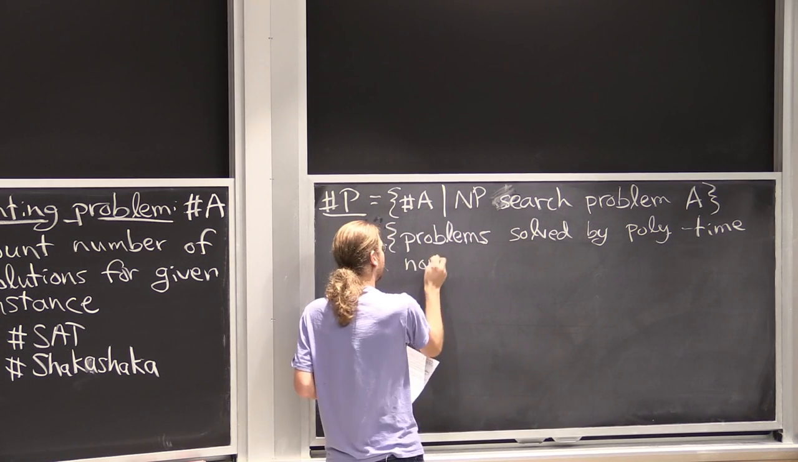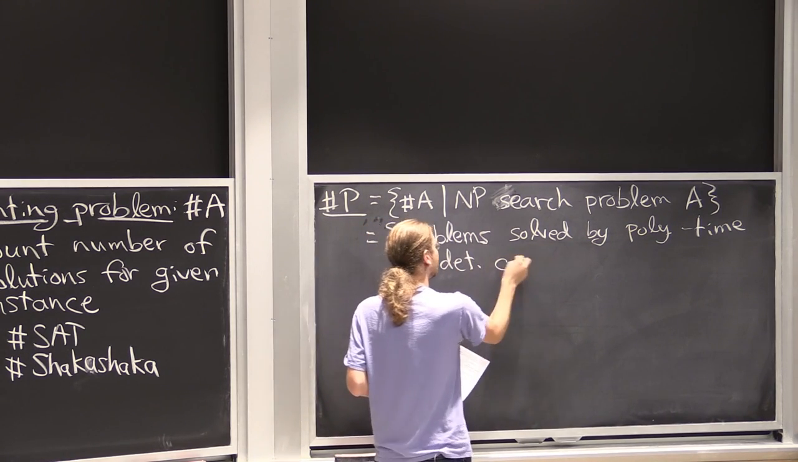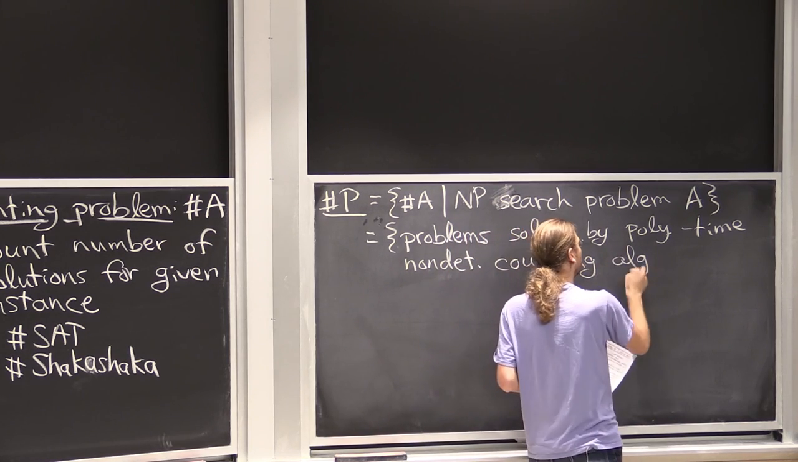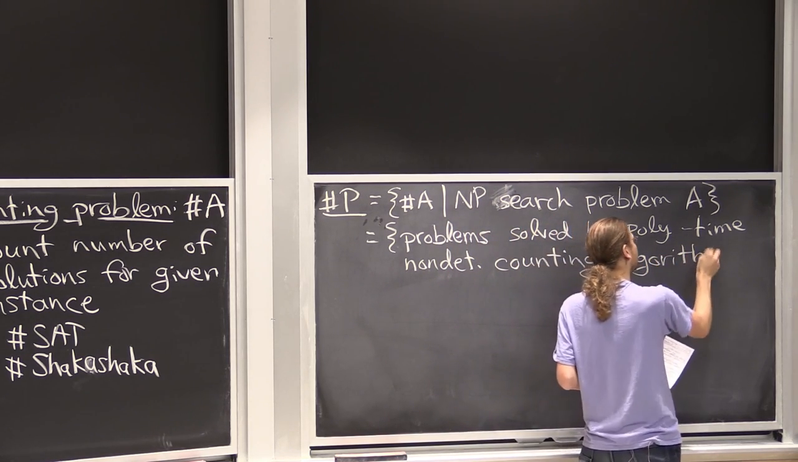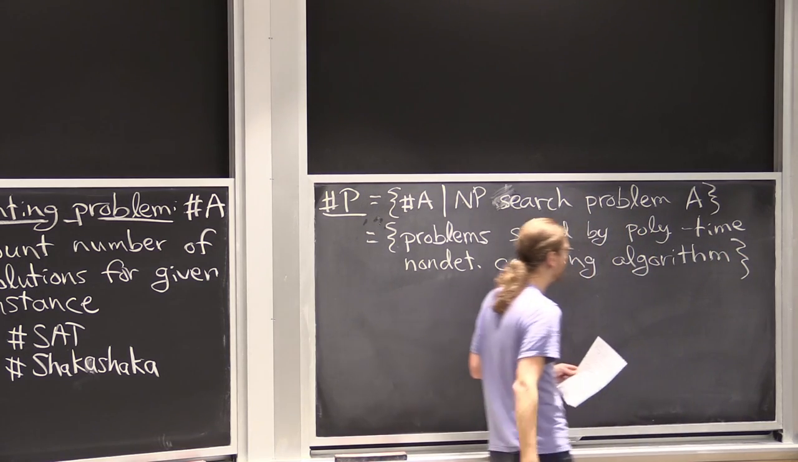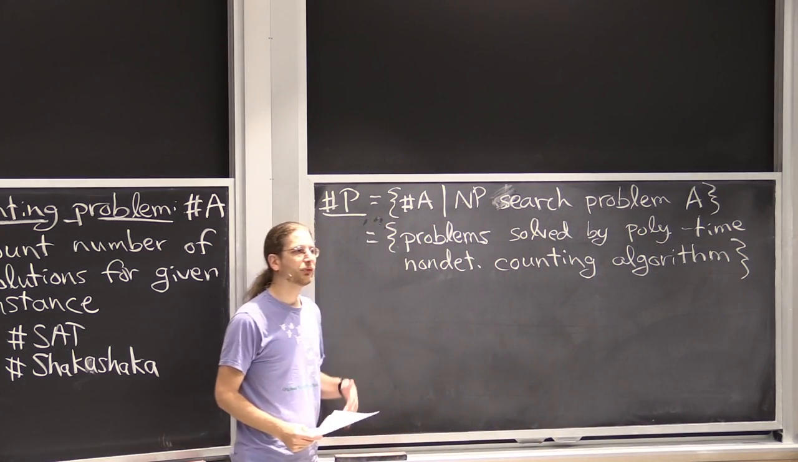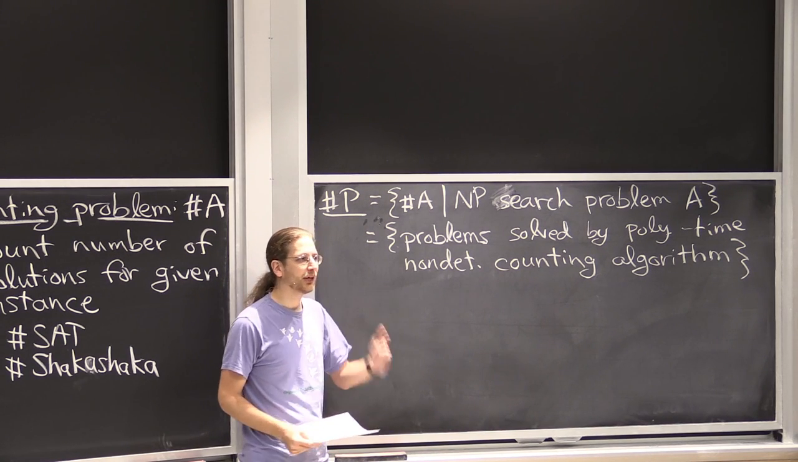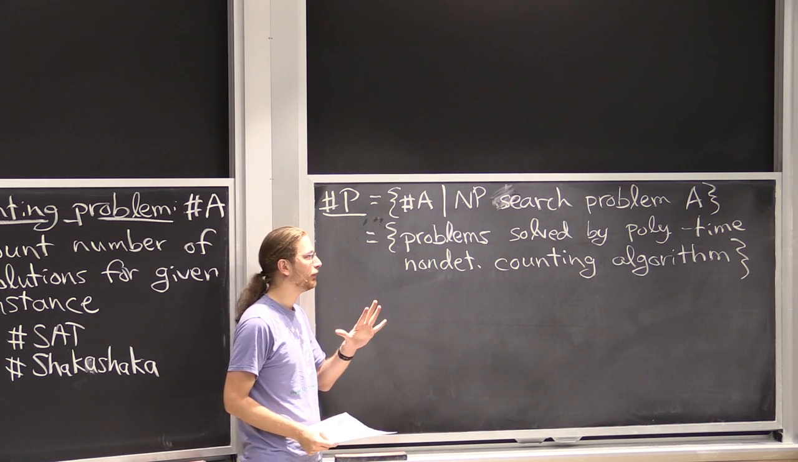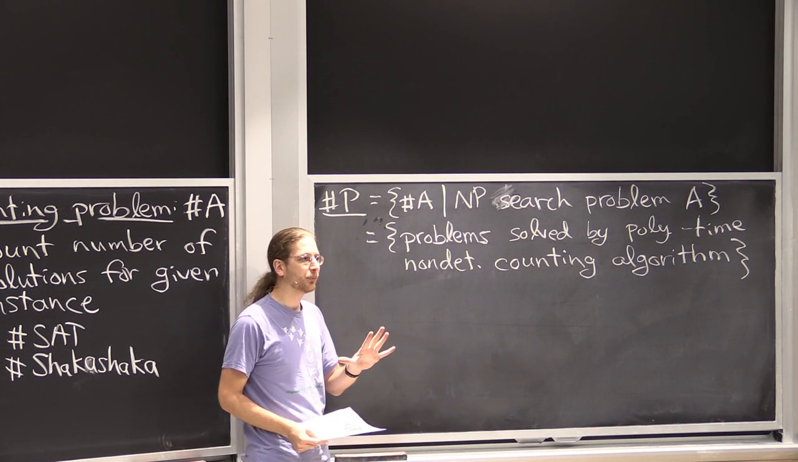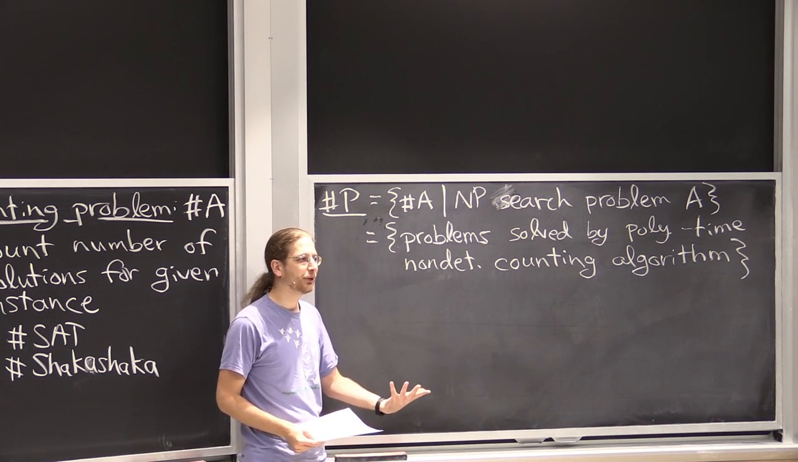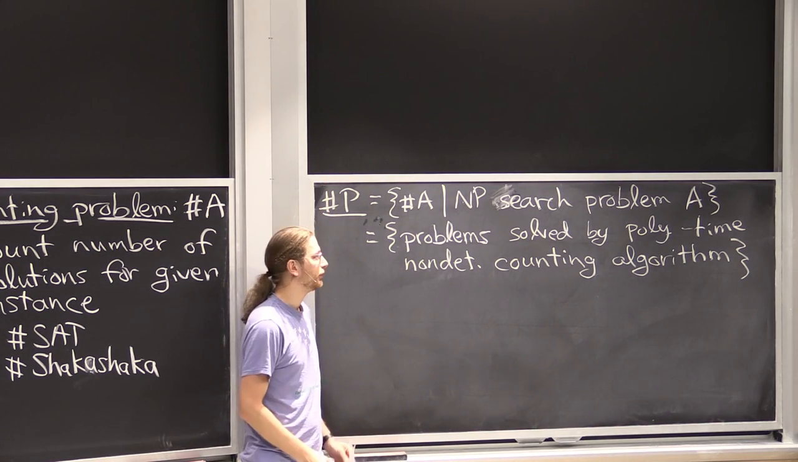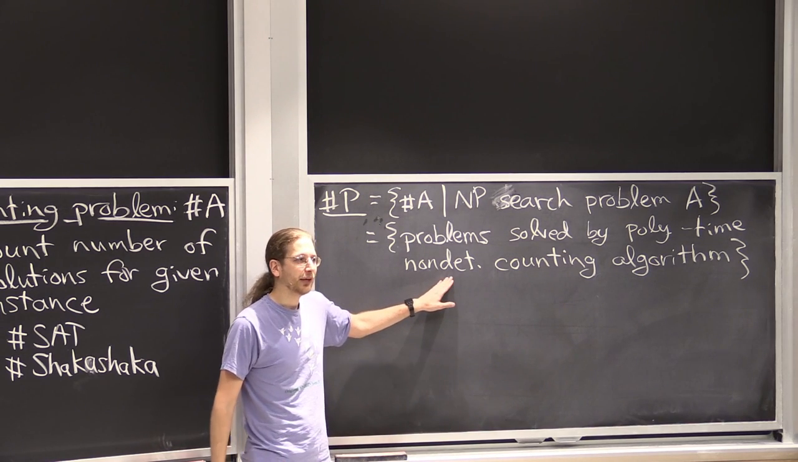I'll call it a non-deterministic counting algorithm. We don't need Turing machines for this definition, although that was, of course, the original definition. So take your favorite non-deterministic algorithm, as usual for NP. It makes guesses at various points, multiple branches. With the NP algorithm, the way we would execute it on an NP-style machine is that we would see whether there's any path that led to a yes. Again, this can output yes or no at the end.